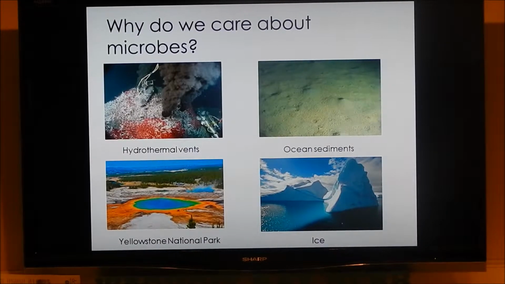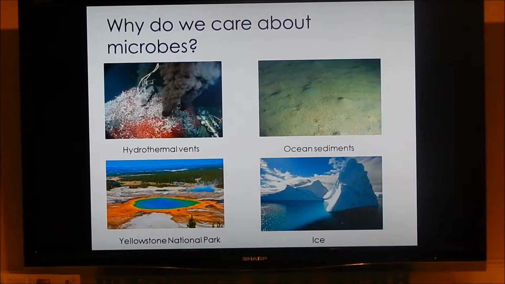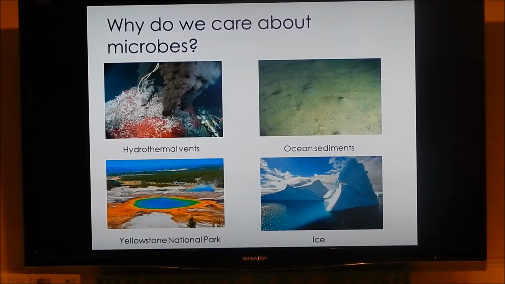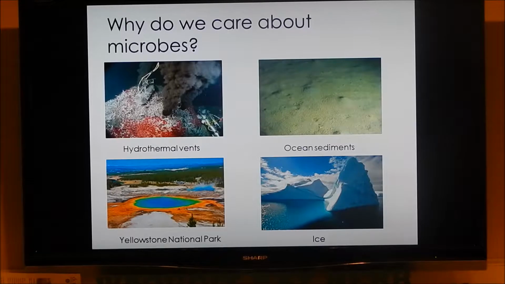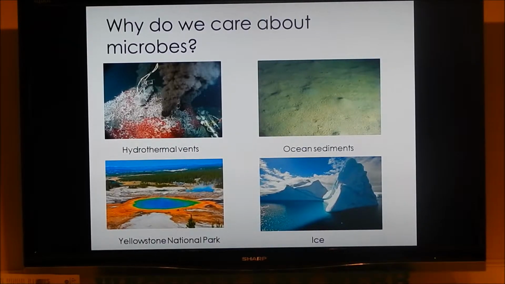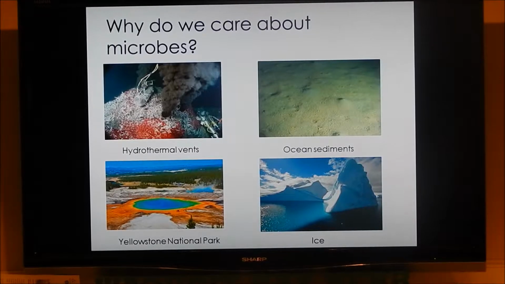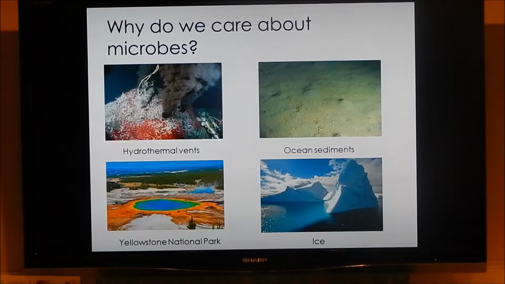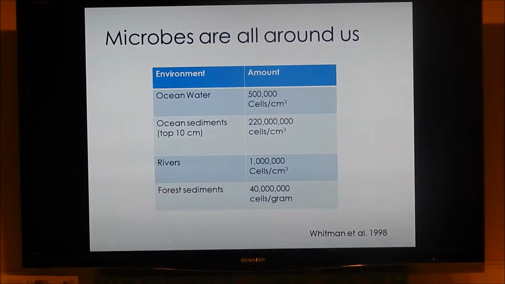So we're also interested in microbes because they live in very diverse environments. Basically everywhere we've looked, we've been able to find microbes. They live in these diverse environments and have unique ways of living in them. And these are areas that humans would not be able to live in.